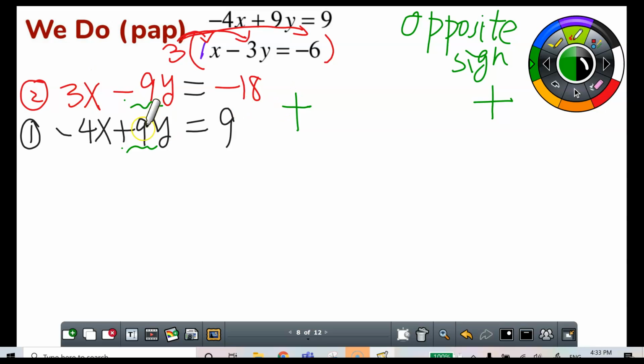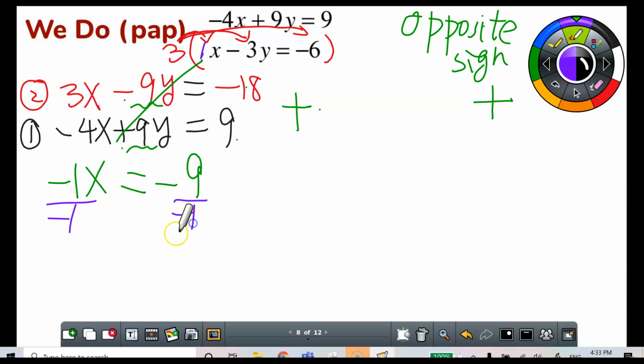3 plus negative 4 gives you negative 1x. Negative 9 plus 9 is 0. Equal sign. Negative 18 plus 9 is negative 9. And keep solving the equation for x by division. So we have x equals positive 9. Okay. When you get the value of x, plug 9 into x in either of the equations.